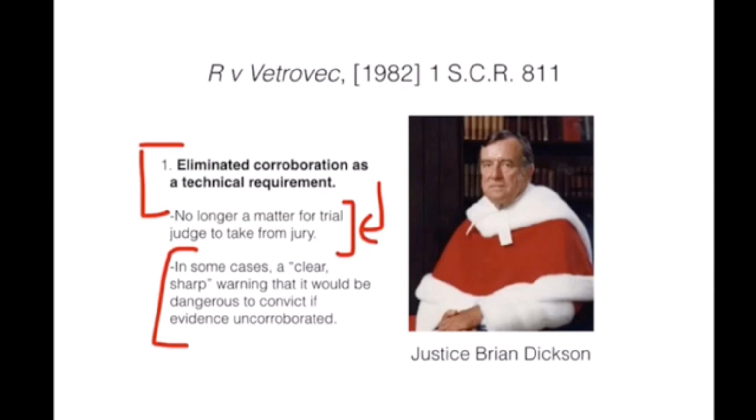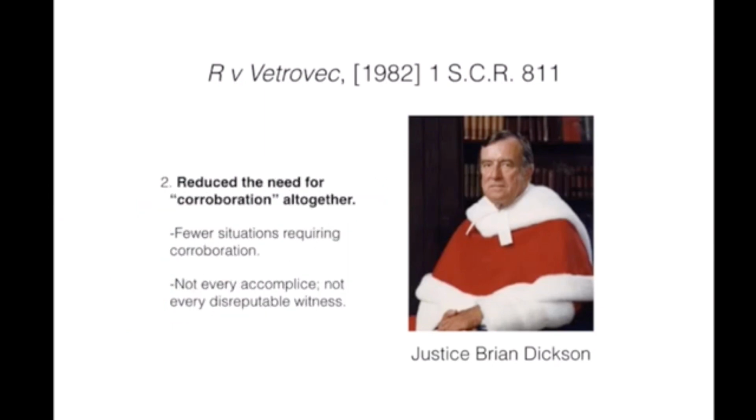And that's why when we talk about corroboration today, we are talking no longer about evidentiary requirements, but talking about a clear, sharp warning. That is a direct result of what happened in Vetrovec. So in some cases, the judge recognized that the concerns about corroboration, the worry about the witness, requires a clear, sharp warning that it would be dangerous to convict if the evidence is uncorroborated. So that's number one. But the court went even further.